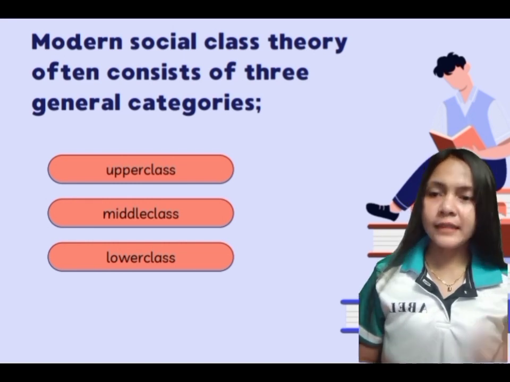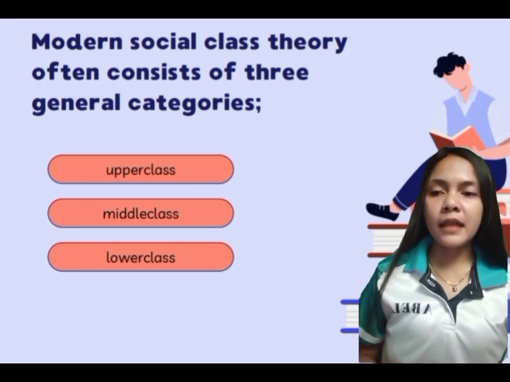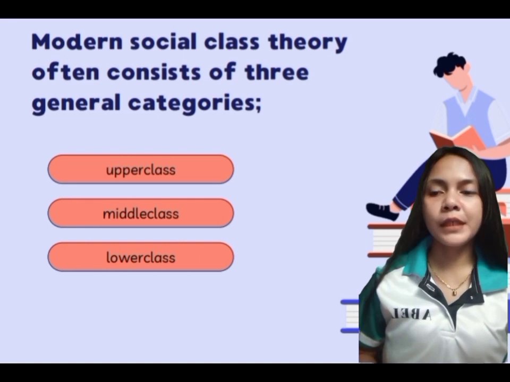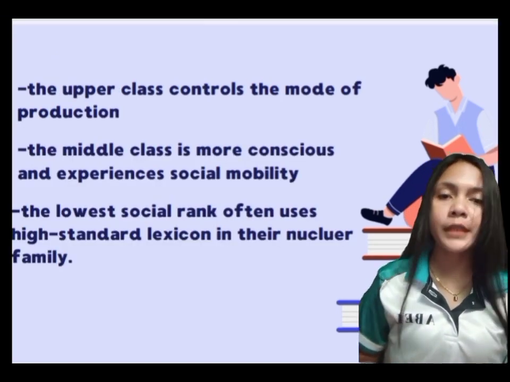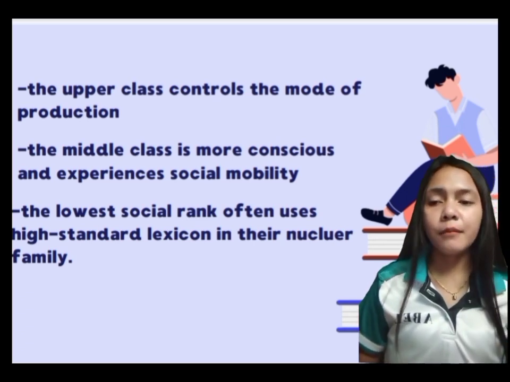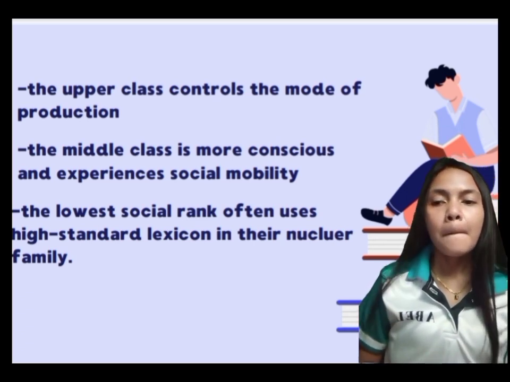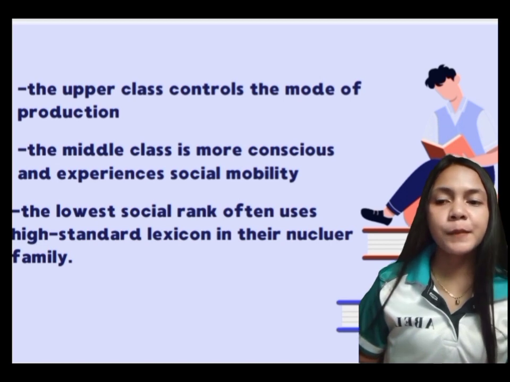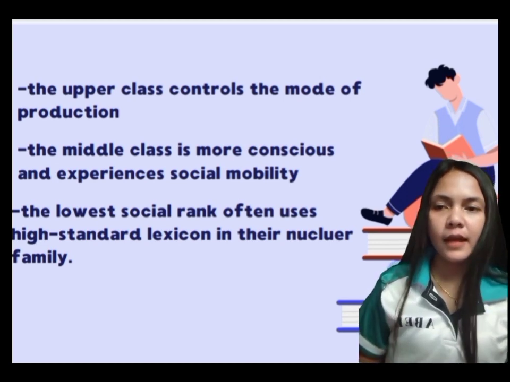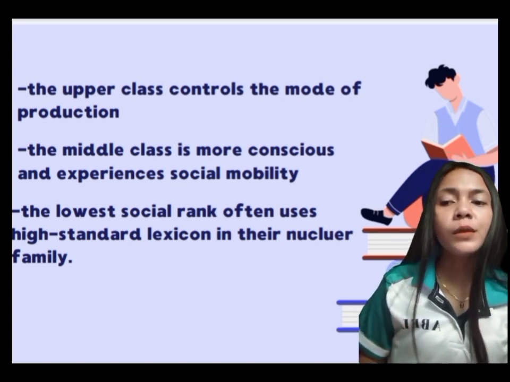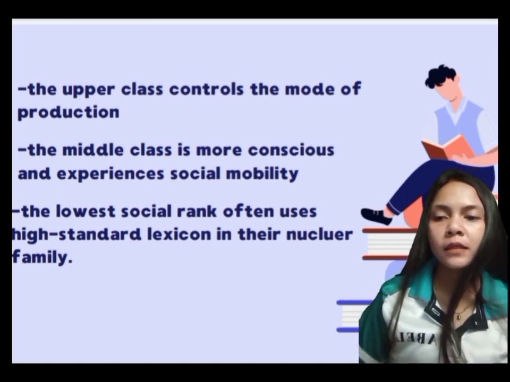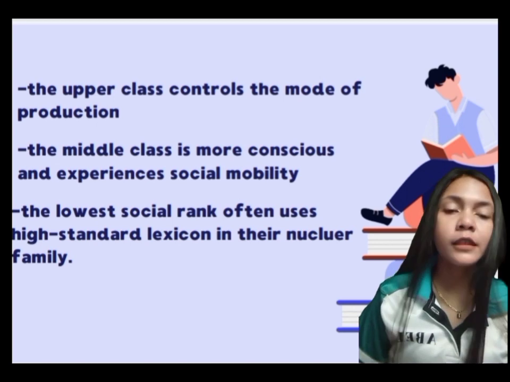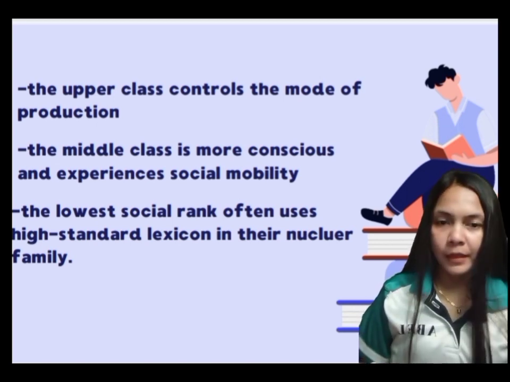First, upper class. Second, middle class, and the third one is lower class. So the upper class controls the mode of production, and the middle class is more conscious and experiences social mobility. And next is lower class. So the lower class is the lowest social rank, often using the high standard lexicon in their nuclear family.